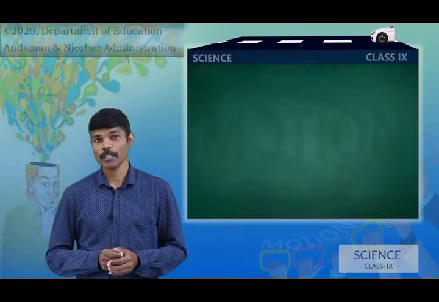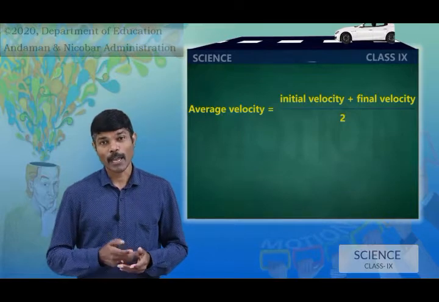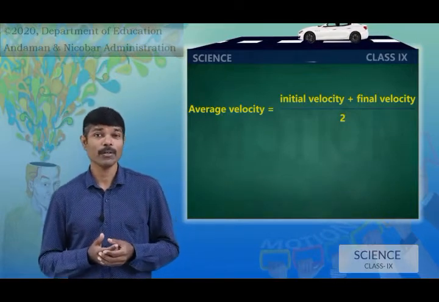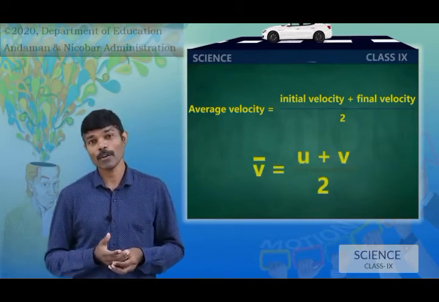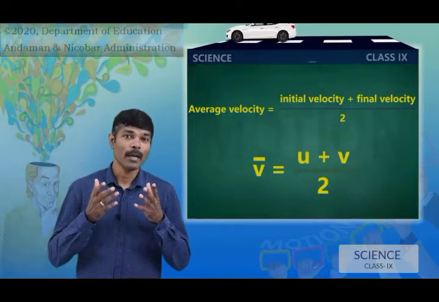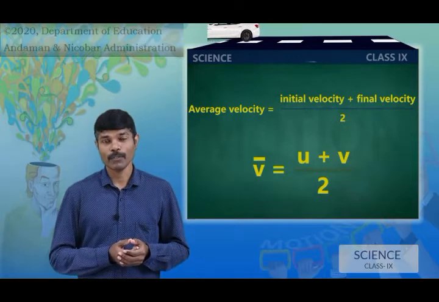Moving further, you must have studied the average velocity and average speed. So average velocity can be found out by using the sum of initial velocity and final velocity divided by 2. So the mean average of the initial and final velocity will give you the average velocity. So this way we have calculated average velocity.